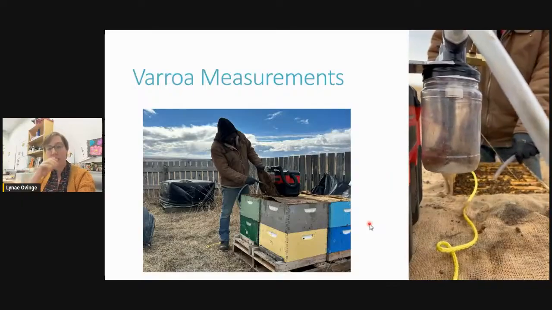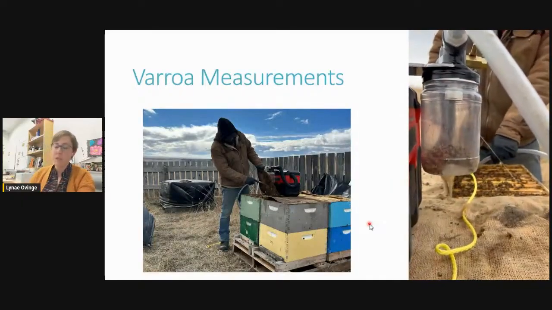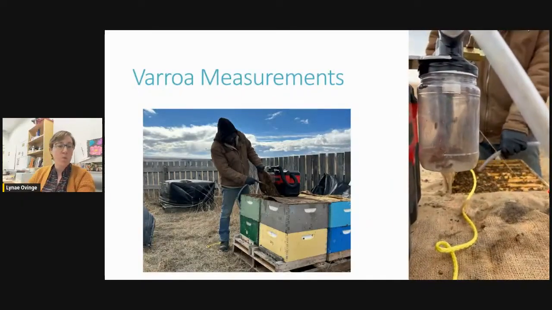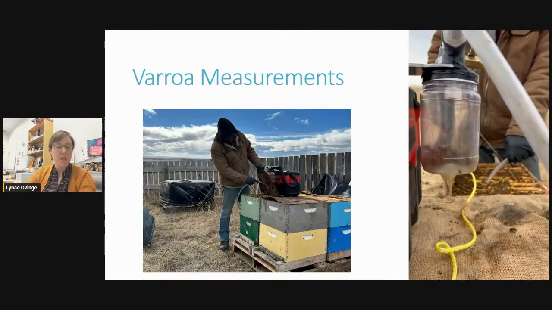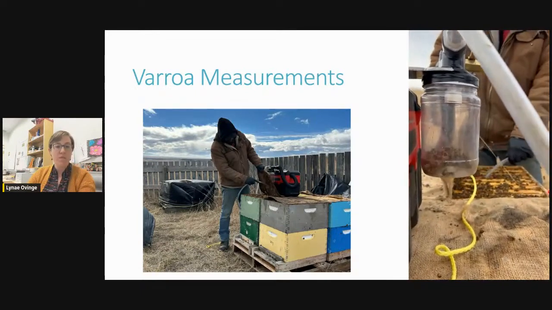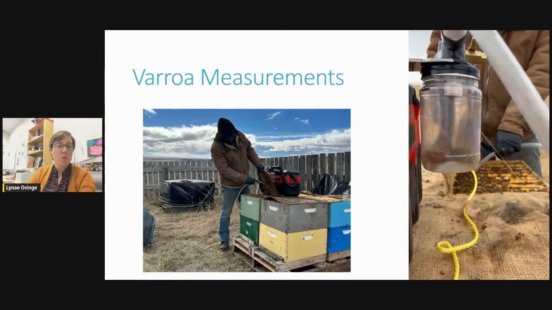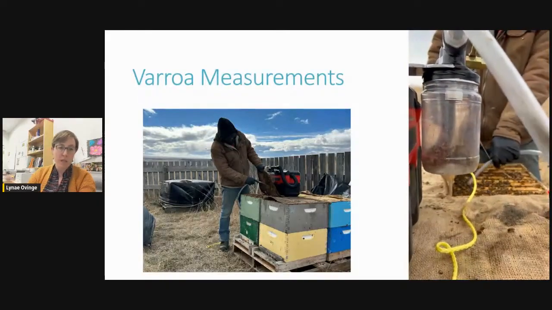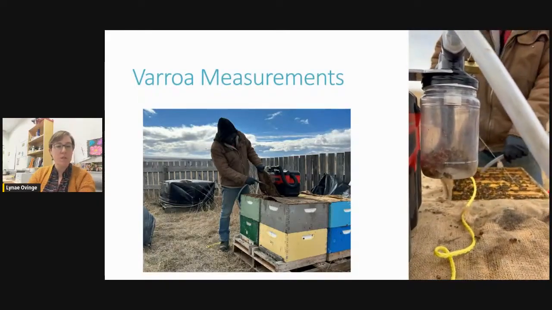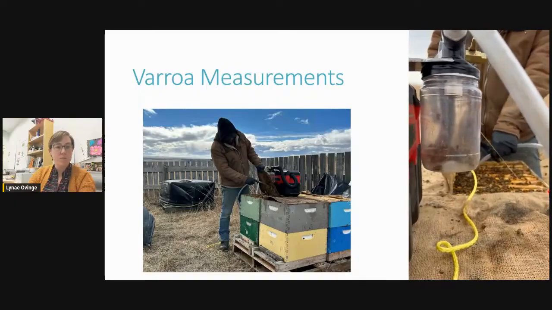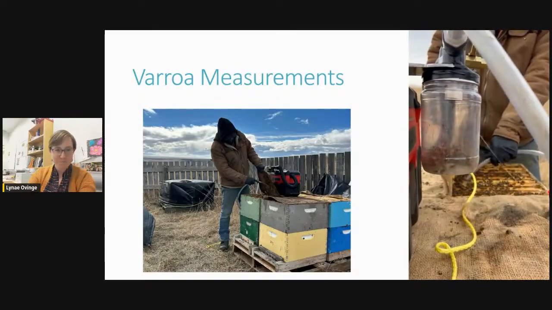We use this to take bee samples when we were putting patties on March 15th, and we didn't want to be pulling frames to get Varroa samples so that we could do a Varroa trial. So that bee vacuum's another way to do research at some interesting times of the year.